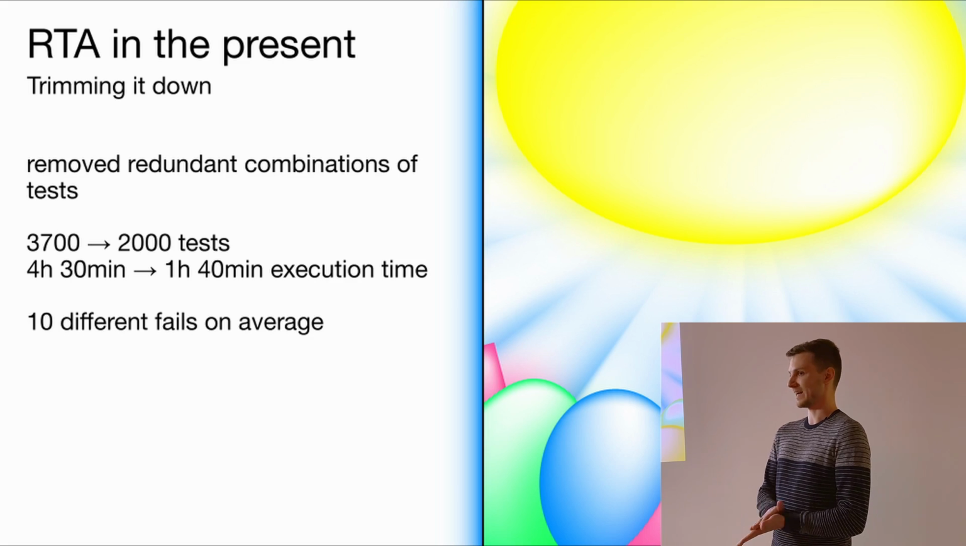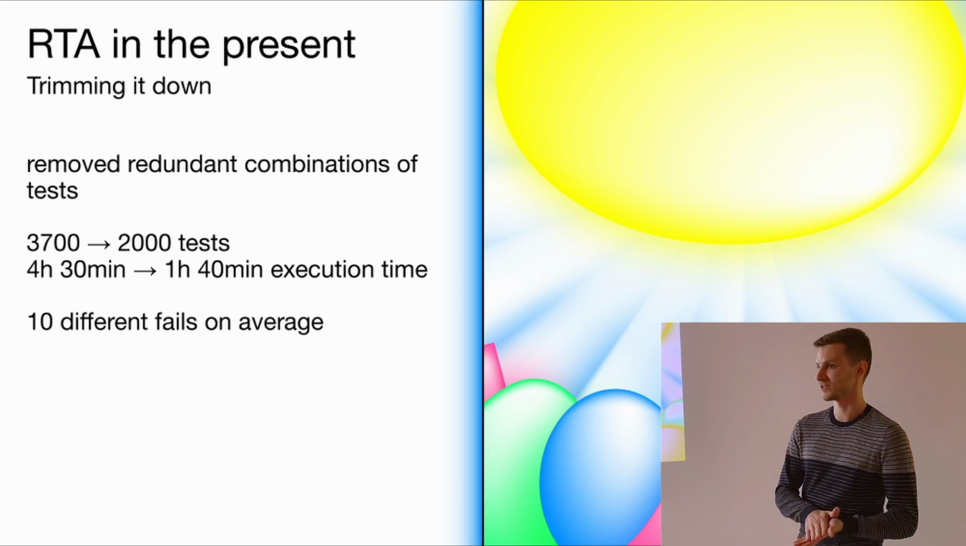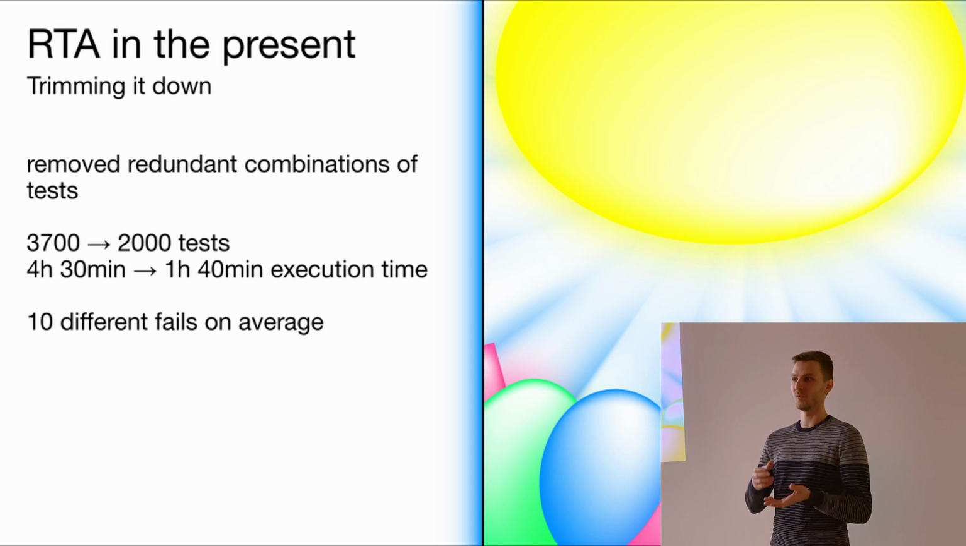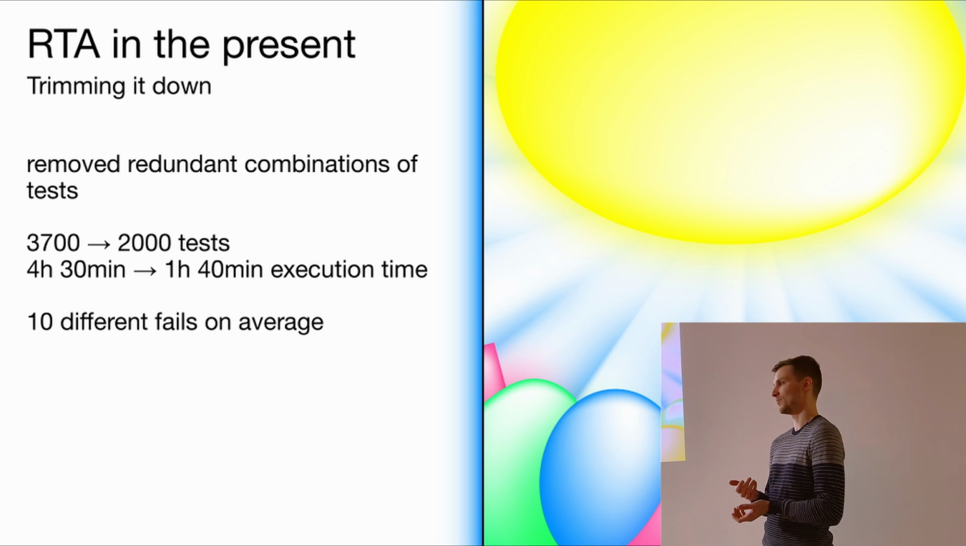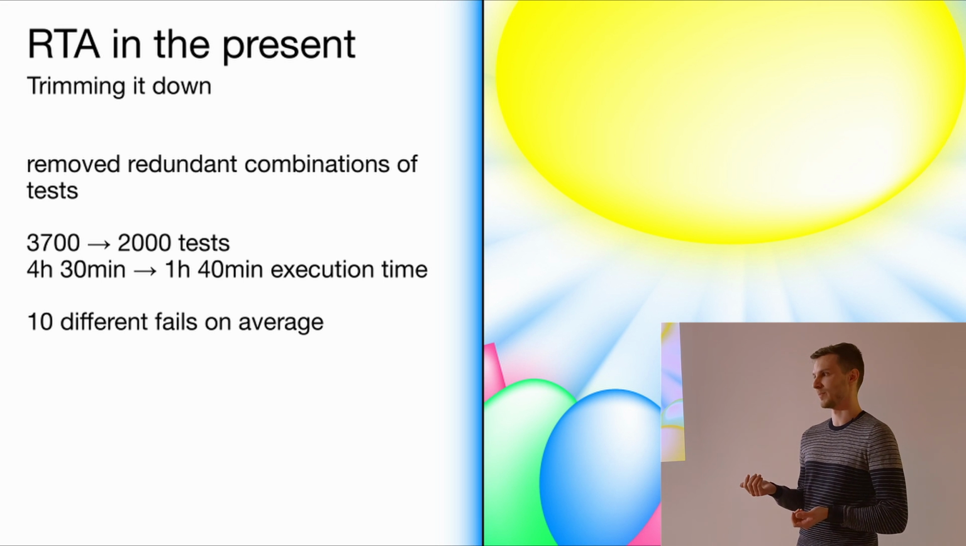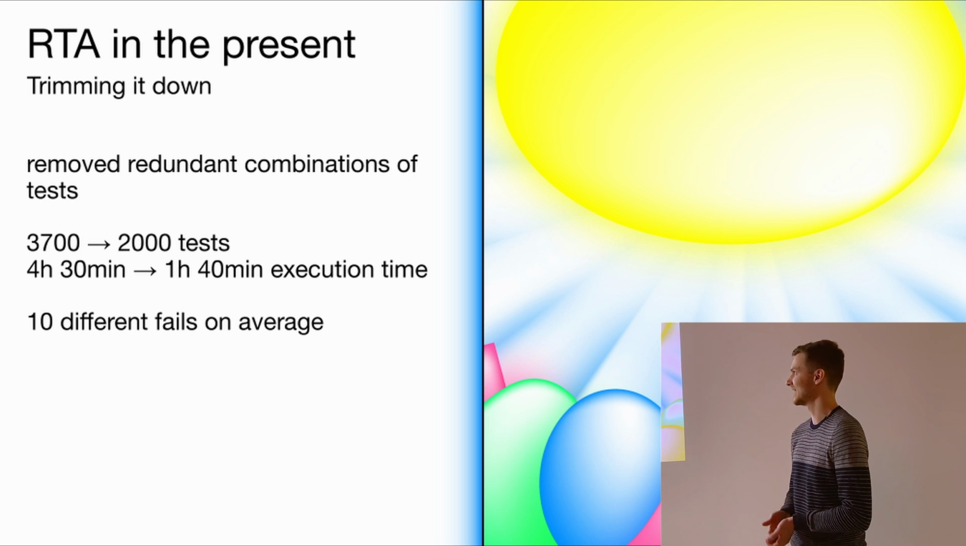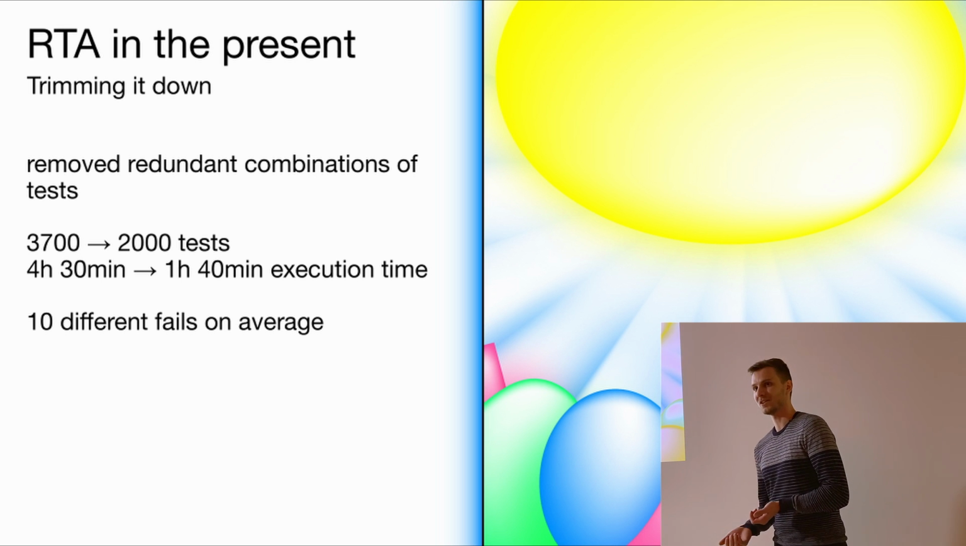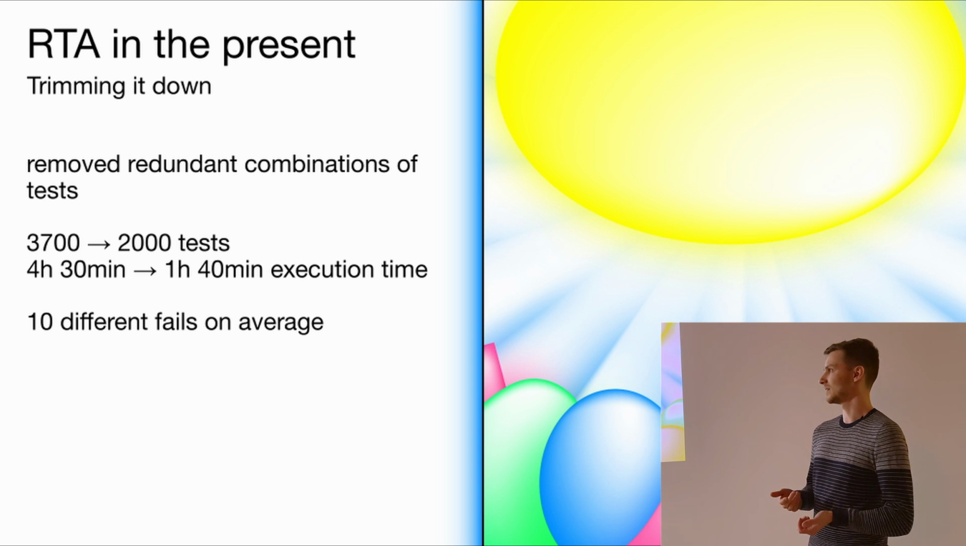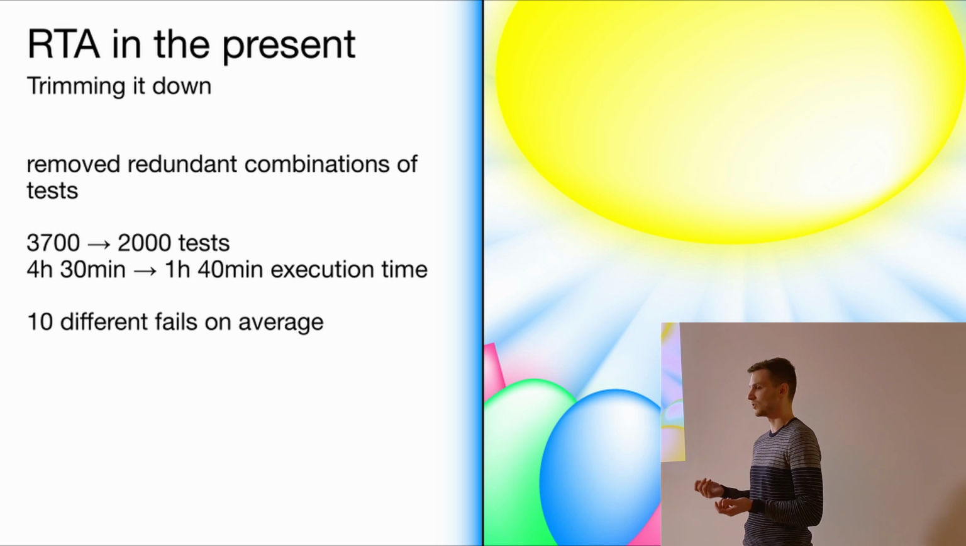So that was just too much, and we decided to remove the redundant combinations of tests. What this means, for example, is we were testing one component, and we have multiple formats. And we were testing this component on multiple formats, and on multiple devices, and in multiple environments, and so on. So if something went wrong with the component, it should fail across multiple environments or devices, and it did. So we could trim it down a bit.